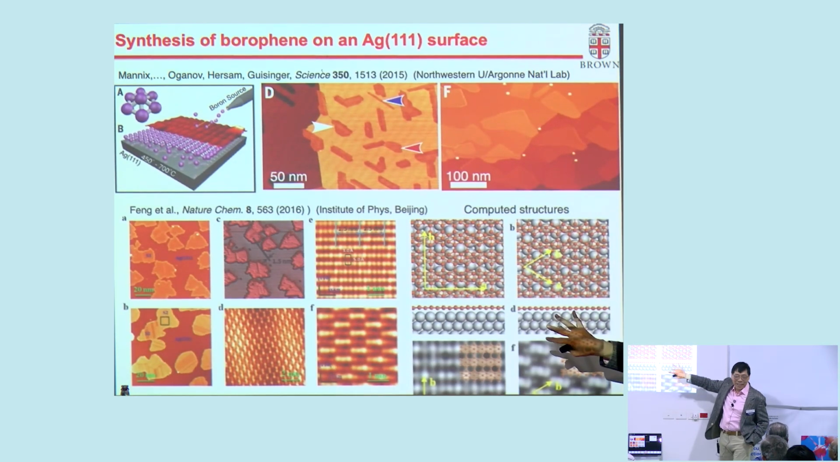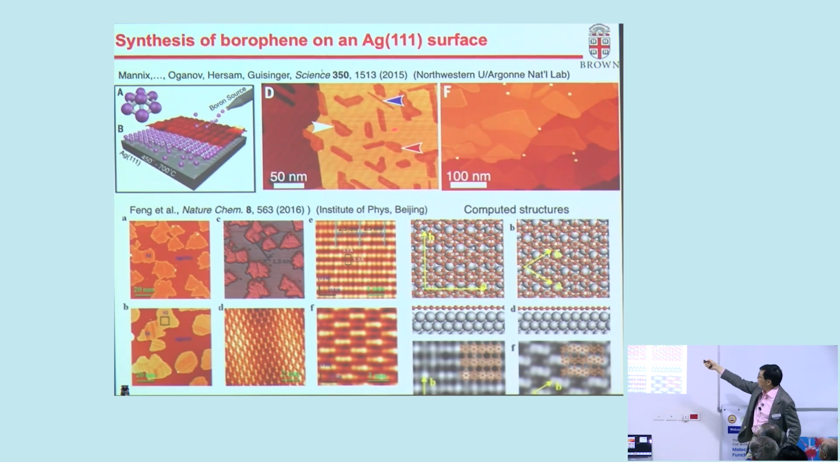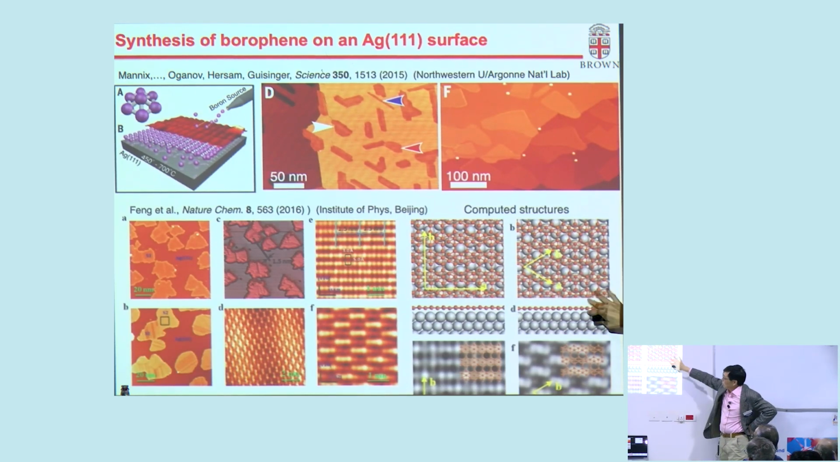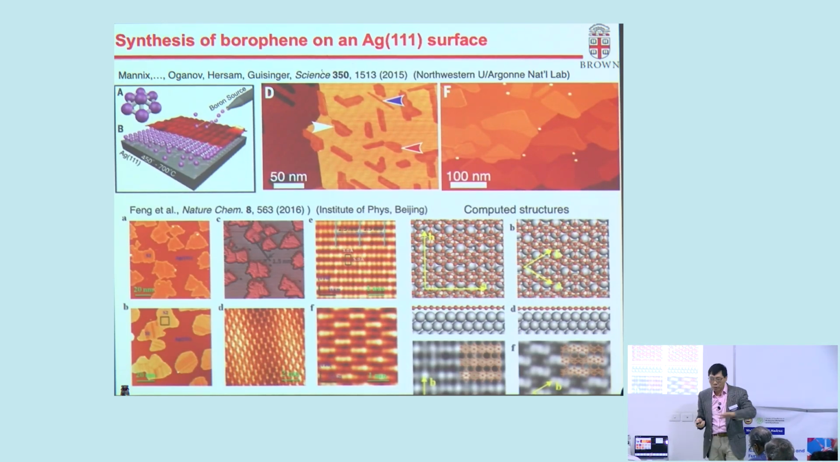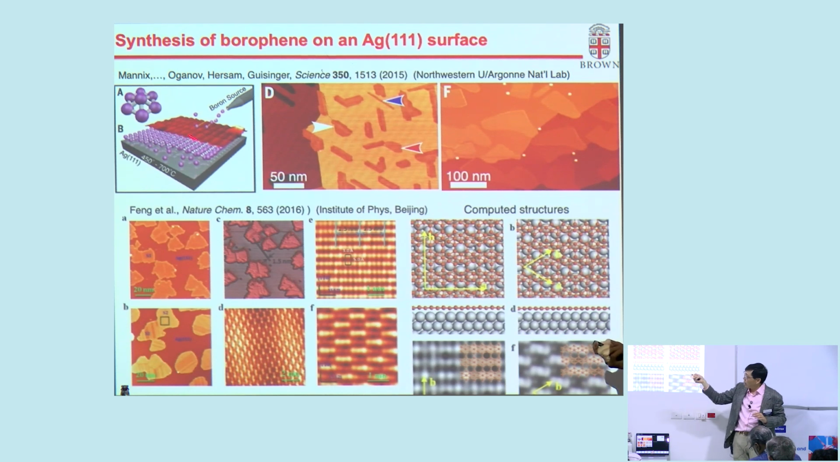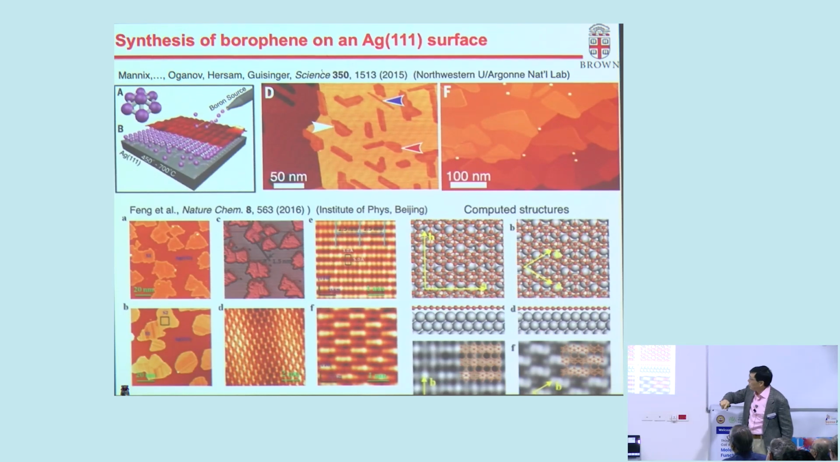All right, so we did not have to wait long. In less than two years, two groups did exactly this. This is a group from Northwestern and Argonne National Laboratory. This is another group from the Institute of Physics in Beijing. And they simply took a silver substrate, that's the most inert substrate, and they deposited the boron monolayer on the silver substrate, and they can make beautiful two-dimensional structures.